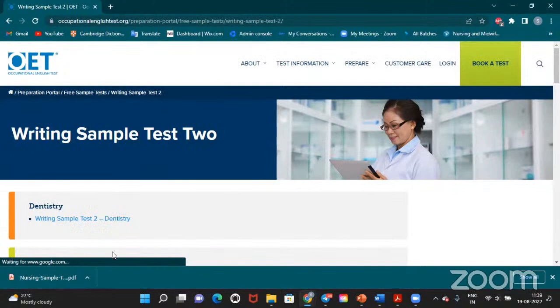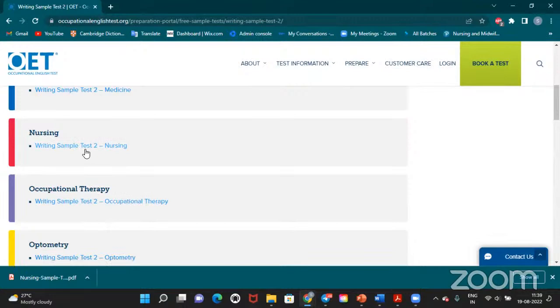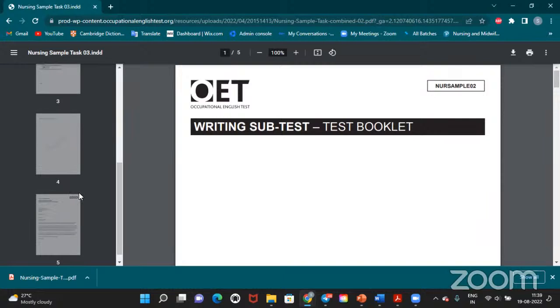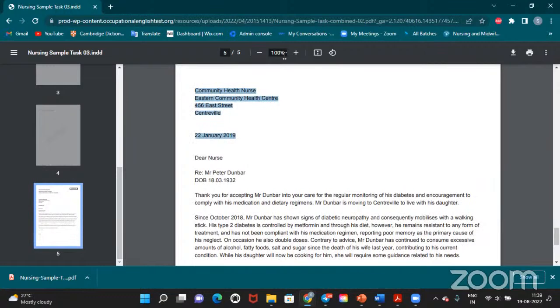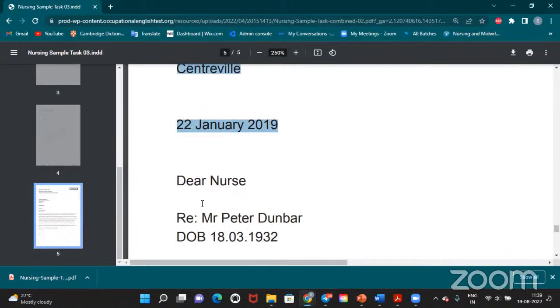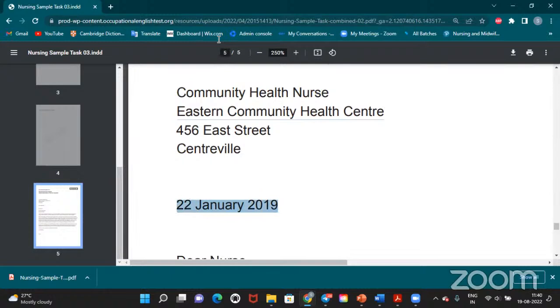Okay, this is test 2. Nursing test 2, sample test 2. There you can see here. So what is first and what is next, you can see here. Okay, this is double clear now for you. So which is first? Is the date first or address first? That you have to decide on your own.